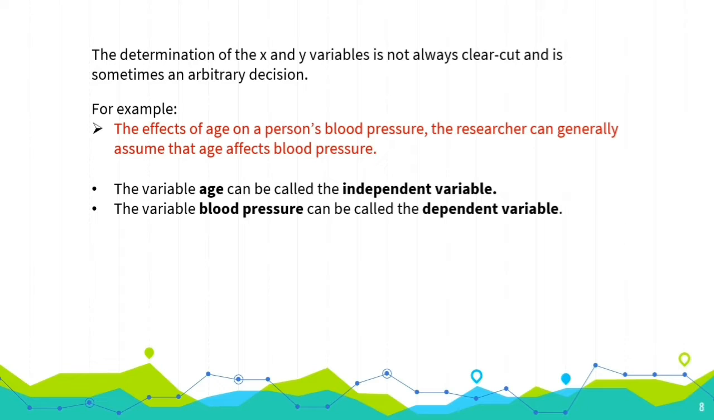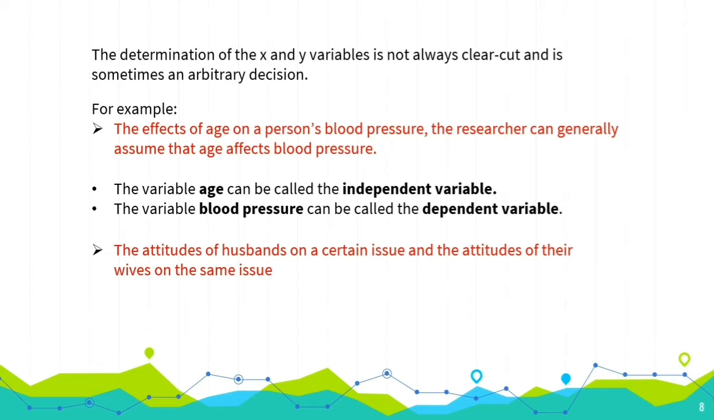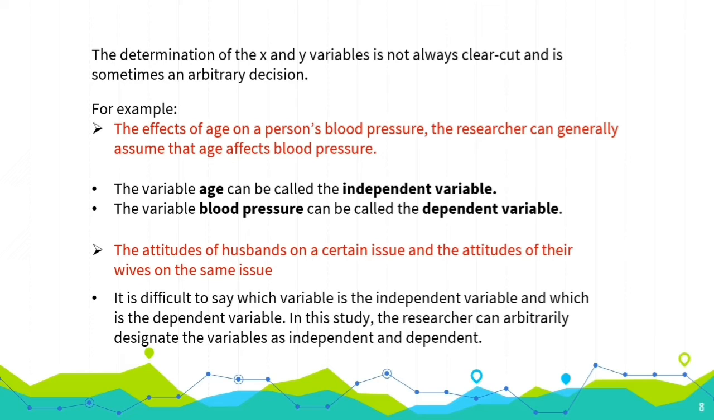While in this example, if a researcher is studying the attitudes of husbands on a certain issue and the attitudes of their wives on the same issue, it is difficult to say which variable is the independent variable and which is the dependent variable. In this study, the researcher can arbitrarily designate the variables as independent and dependent.